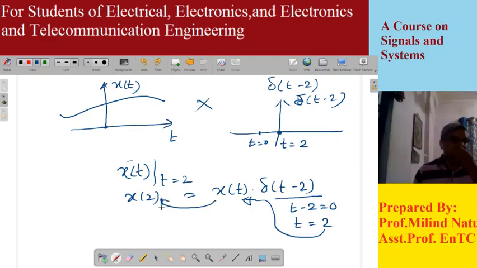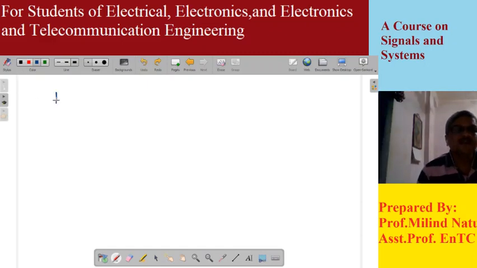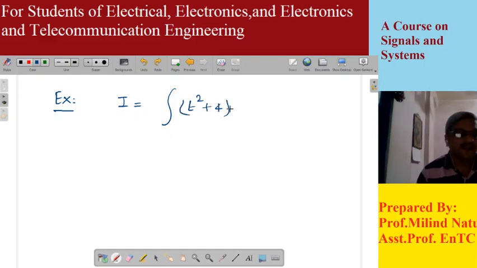Okay, this is the product property, or the shifting property, of the unit impulse, which we are going to use while solving problems. So let us take the first example, a very nice example. Many times these examples appear in GATE questions. Solve this integral: (t square plus 4) into delta(t minus 3) dt, with limits of integration from minus 6 to plus 6.